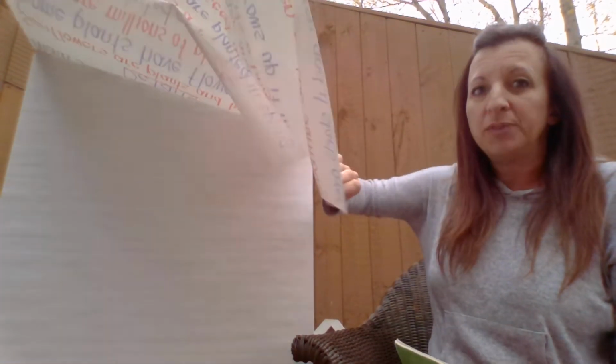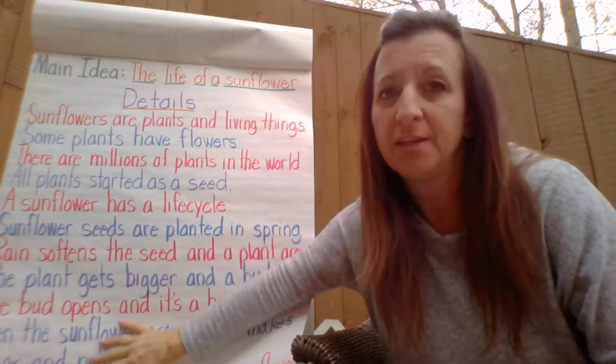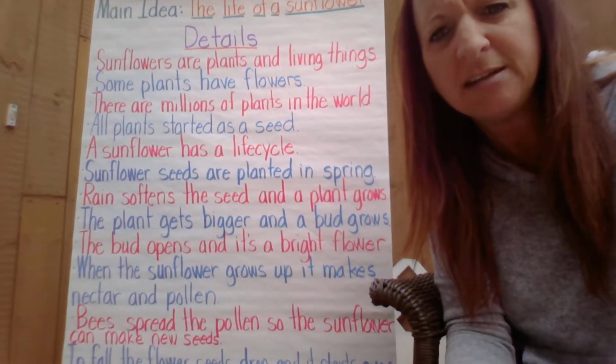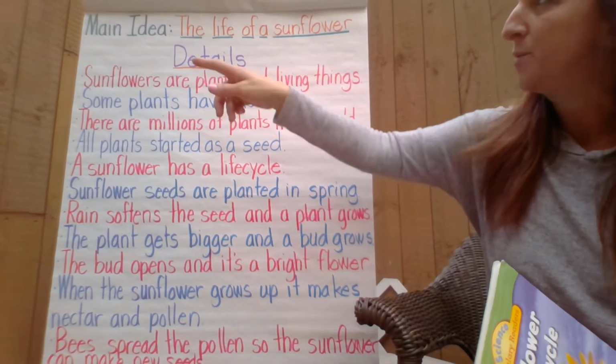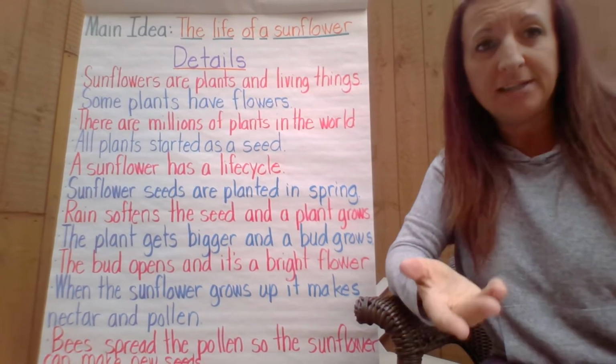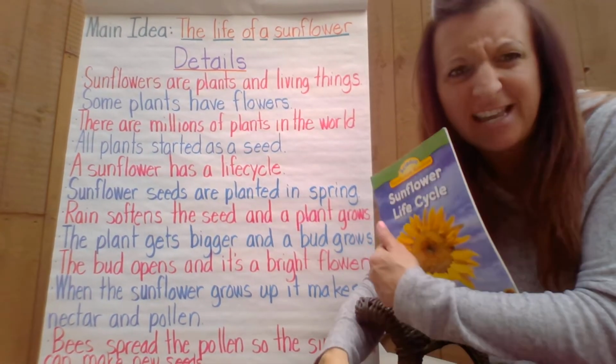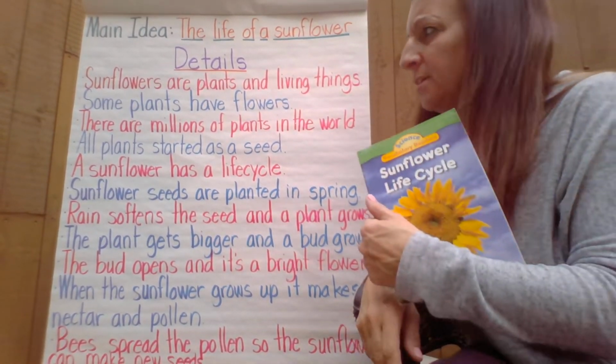So first I wrote the main idea. Okay. So here's the main idea. What is the main idea? What is the story mostly about? It's mostly about sunflowers. The life of a sunflower. That's what it's mostly about. Then we have all the details. This is kind of a long story, so there's a lot.